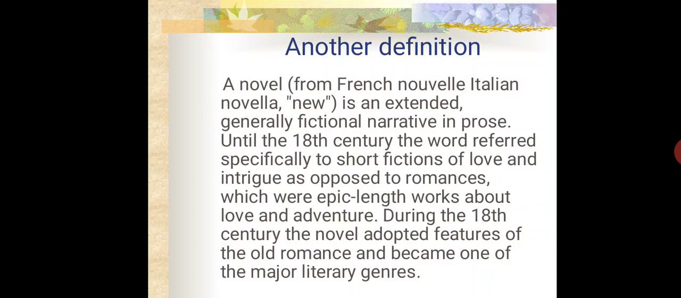Until the 18th century, the word referred specifically to short fictions of love and intrigue as opposed to romances, which were epic length works about love and adventure. During the 18th century, the novel adopted features of the old romance and became one of the major literary genres. So here we learn how the old romance features are adopted and became one of the major literary genres. It is also opposed to romance, but to some extent all things which we see in previous literature are included in the novel form.